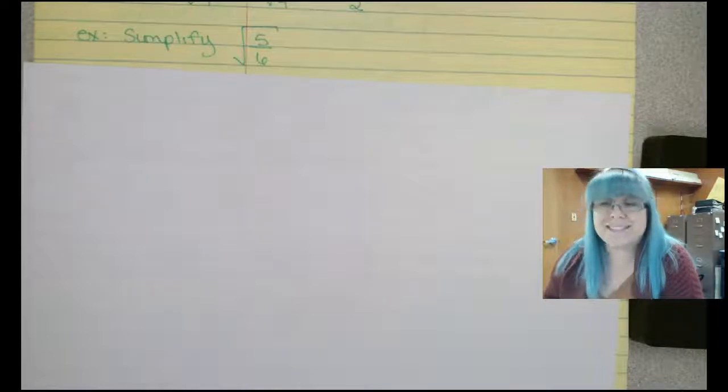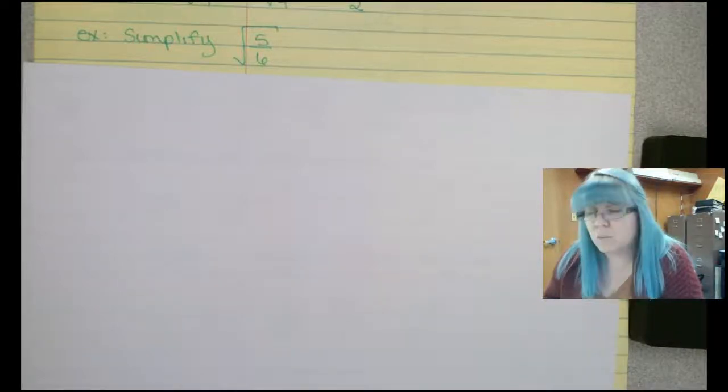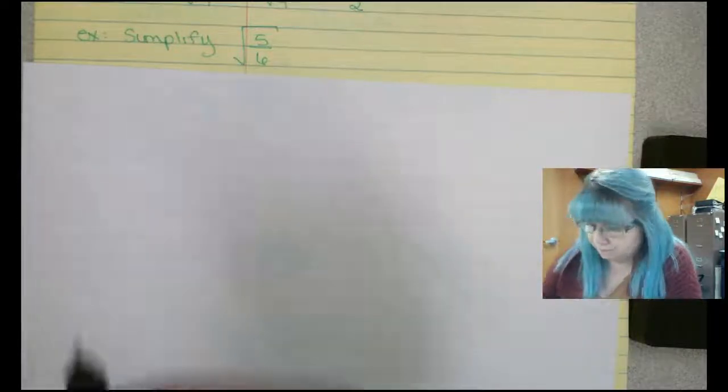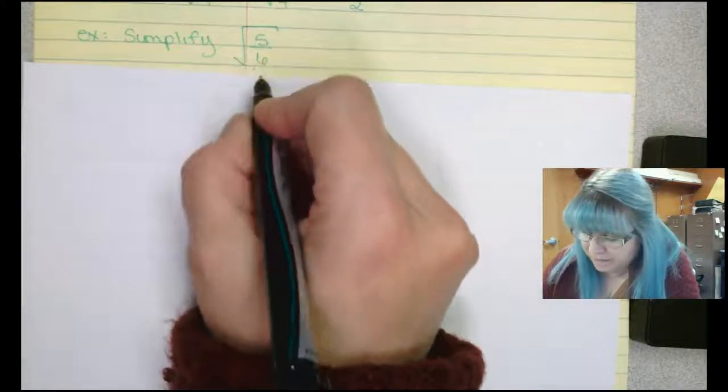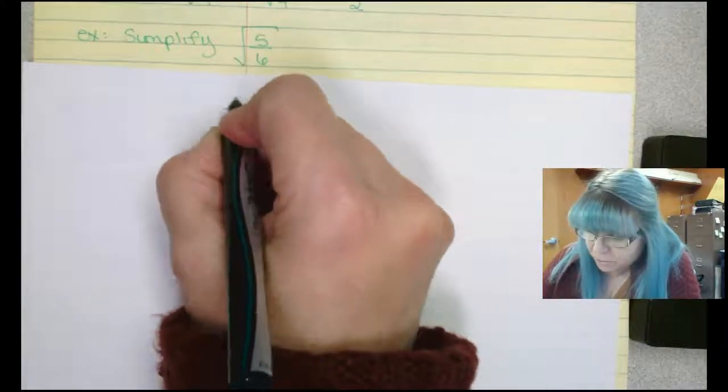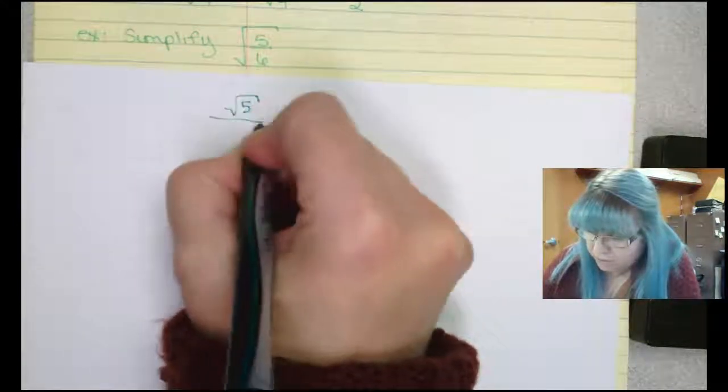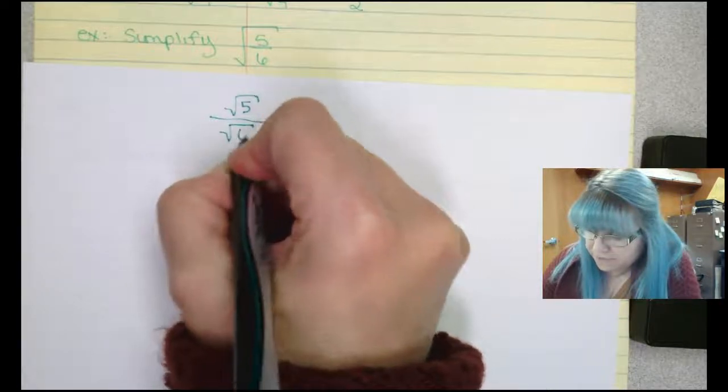So what happens when it's not a perfect square? Well, then we have to force it to be a perfect square. So let's go ahead and break the square root of 5/6 up. The square root of 5 all over the square root of 6.